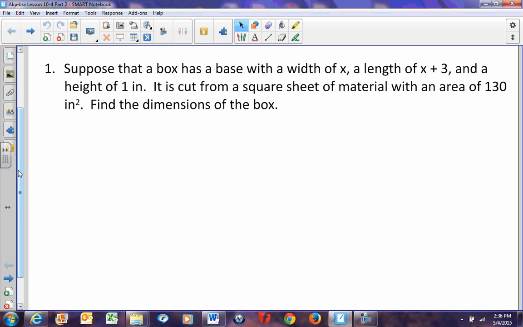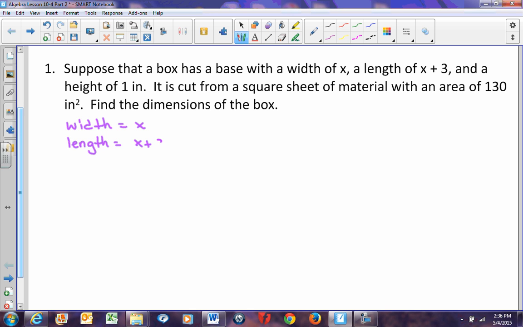Okay. So, basically, we have the box. It has a width of x, and it has a length of x plus 3, so we already know those things. So I'm going to write those down. The width equals x, and the length equals x plus 3. This box has that as a base. It's cut from a square sheet of material. So basically, we had a sheet of material that looks something like this. It could be a rectangular piece of material. It actually should be a rectangular piece of material, not a square sheet of material.